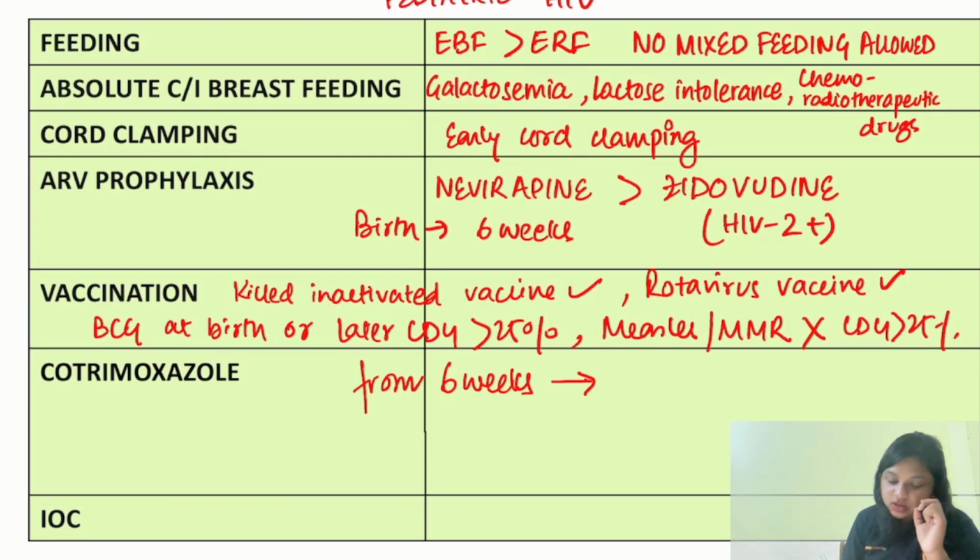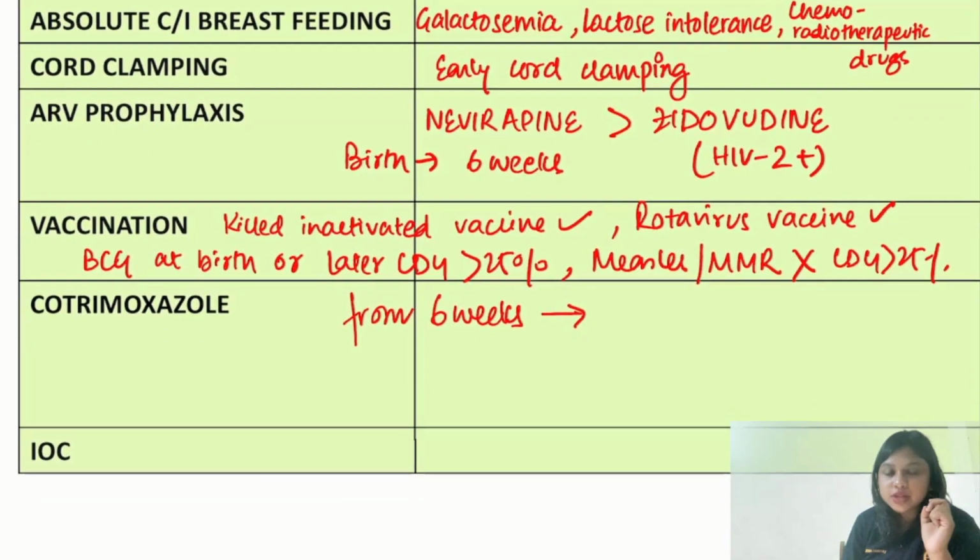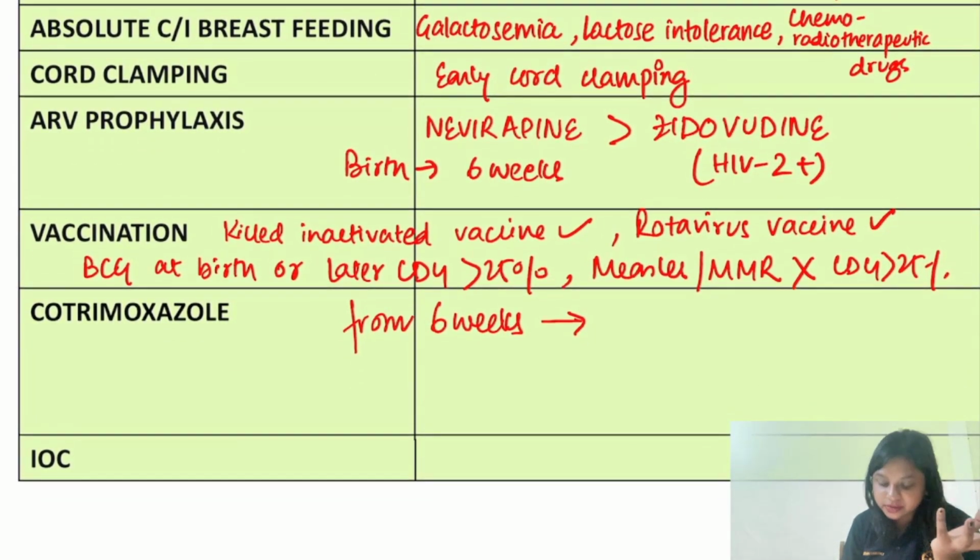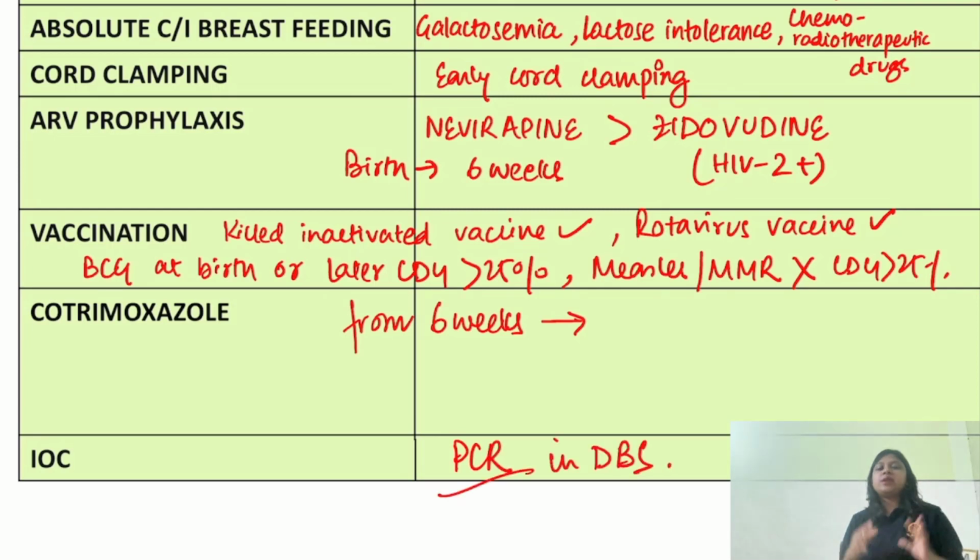And the investigation of choice is you need to go for a dried blood spot and see the PCR. So you need to go for PCR in DBS, and that is the investigation of choice. There are many serological tests available also for HIV, but remember, in HIV, even if you're going for a serological test, you need to confirm it by doing a PCR.